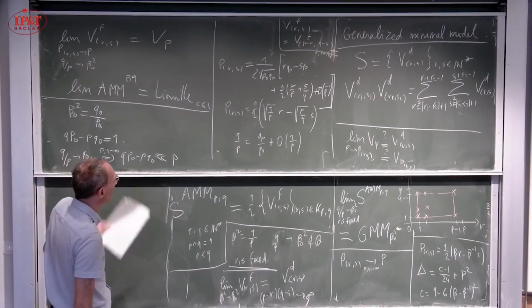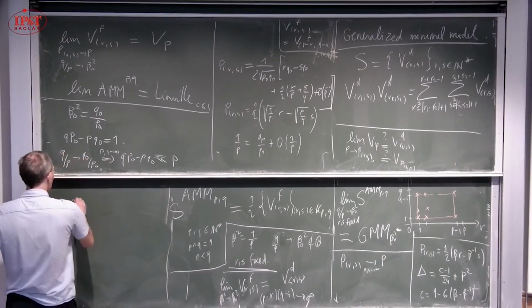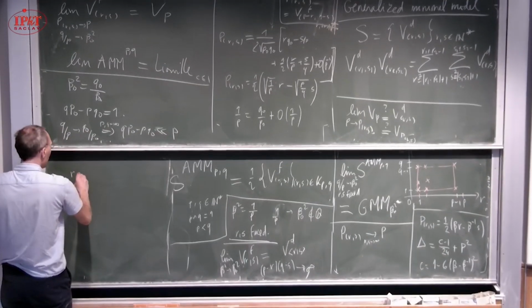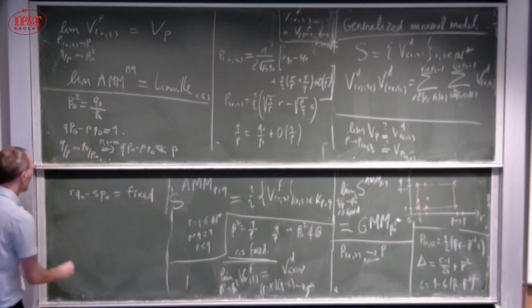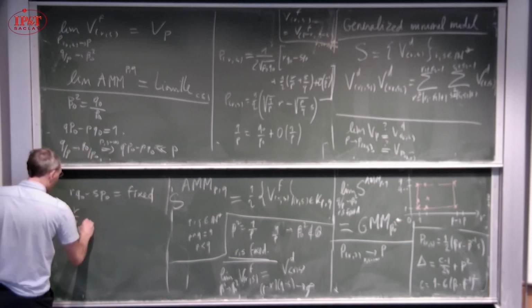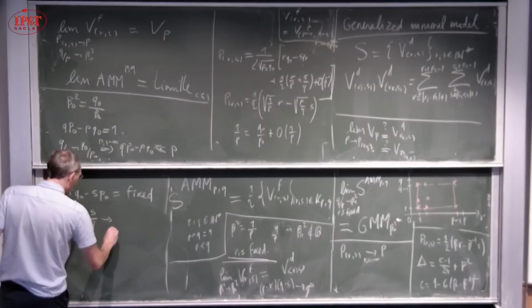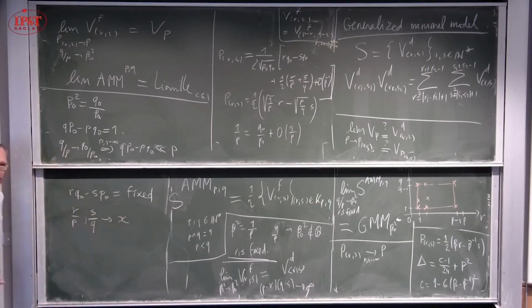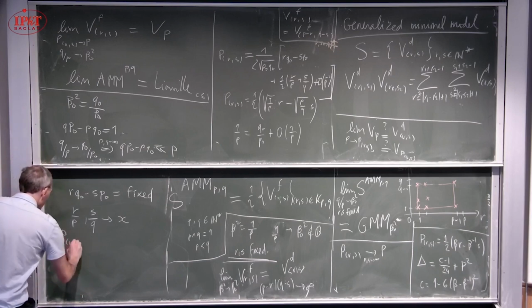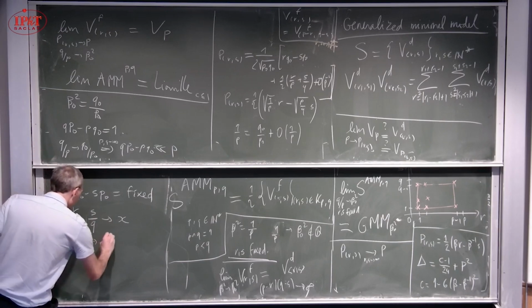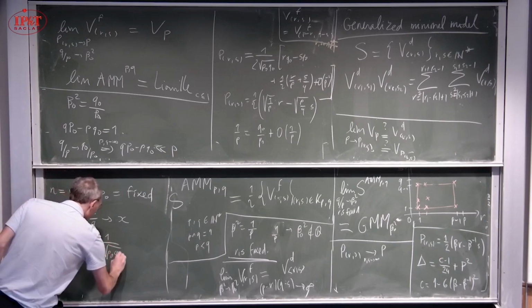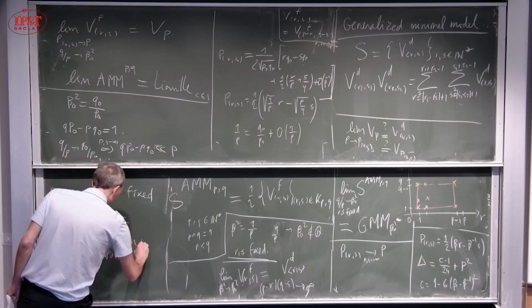Now let me do my fine tuning of this. Let me assume that R, Q0 minus X0 is fixed. And let me assume also that R over P and S over Q both have finite limits, and it's the same limit X. So if I do that, the limit of PRS, let me call that N, in the limit is N plus X.